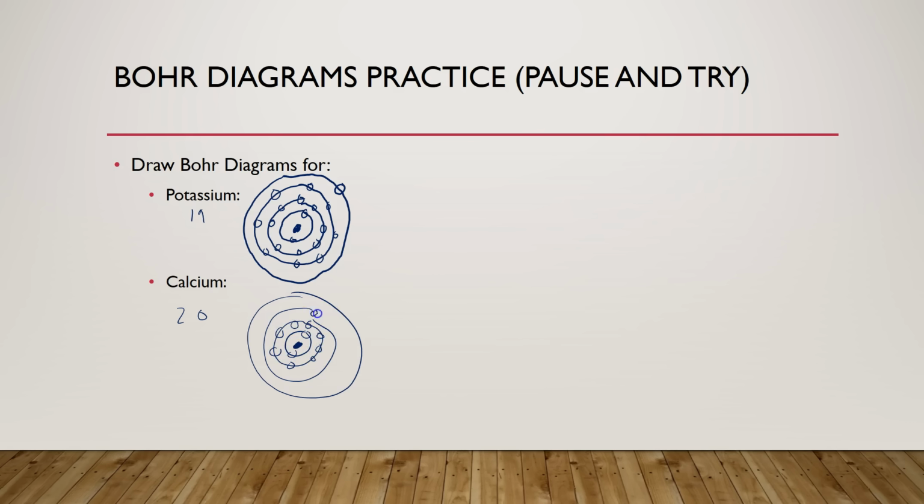There's 10, 11, 12, 13, 14, 15, 16, 17, 18, 19, and 20. Okay? And that's how that should look. And notice that these guys end like this. This would be Ar 4s1, and this would be Ar 4s2. There's that 1 electron right there. Those 2 electrons are there and there.